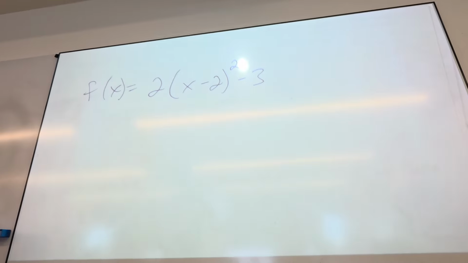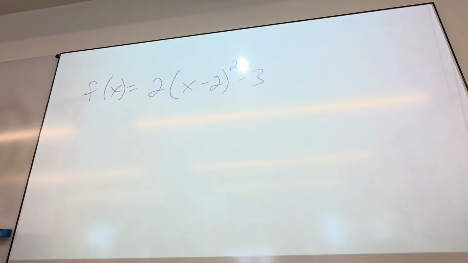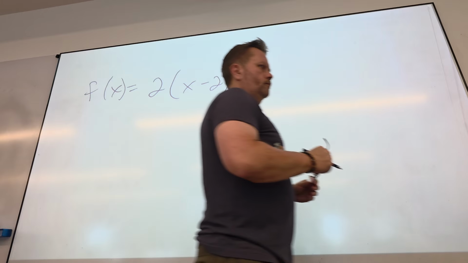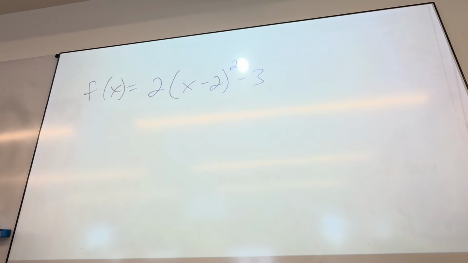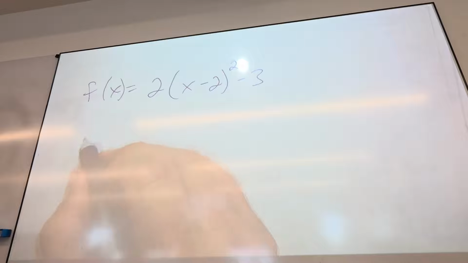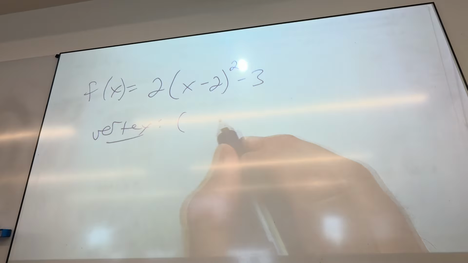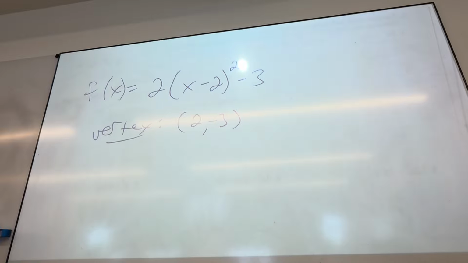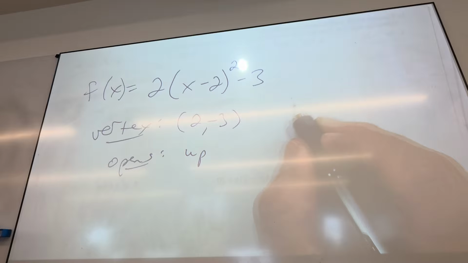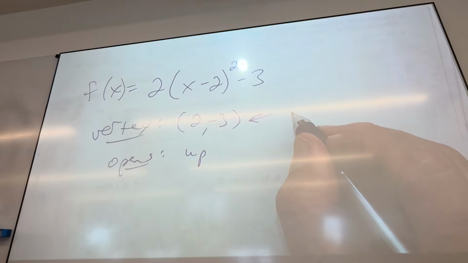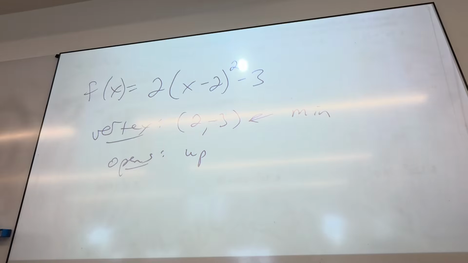Take a minute, figure out what the vertex is, figure out if it opens up or down. It should just take you 20 seconds at most, right? What's the vertex? Does it open up or down? Don't say anything. Okay, who's got it? What's the vertex? 2, negative 3. Good. And then does it open up or down? So will this be a max or a min? Yeah. Now let's actually graph this thing.